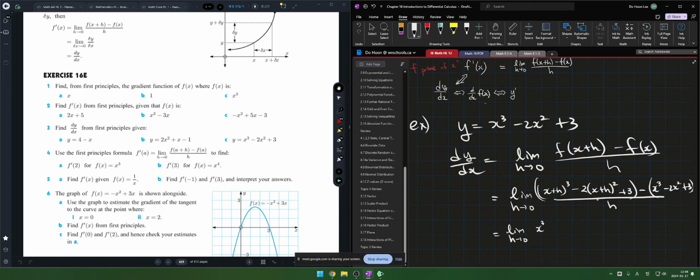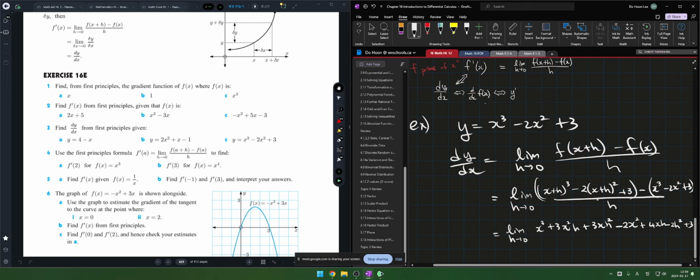It'll be x cubed plus 3x squared h plus 3x h squared minus 2x squared plus 4xh minus 2h squared plus 3. Phew, okay. Minus x cubed. Let's put the x cubed in the front. I'm just going to collect like terms as I go. Minus x cubed plus 2x squared. Where is that? Plus 2x squared. Then minus 3. All right.